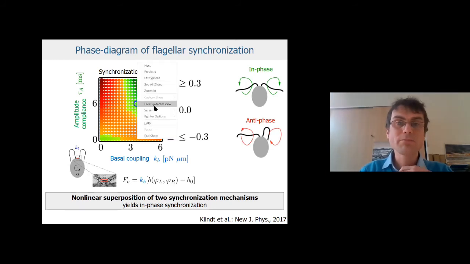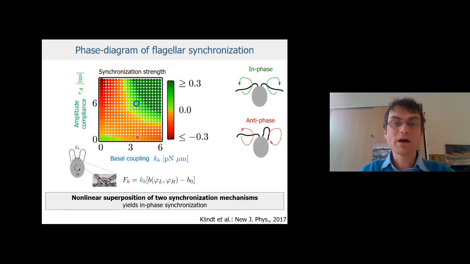So do you see my pointer? If we only switch on the basal coupling, we would be here in this phase diagram, and the red colors mean that the two cilia would synchronize with a phase difference of pi, of half an oscillation period. If we would only have the so-called amplitude compliance, if we would only account for the fact that external flows, hydrodynamic interactions, can also change the shape of the periodic cilia shape sequence, then we would also have a red point, would also have antiphase synchronization.